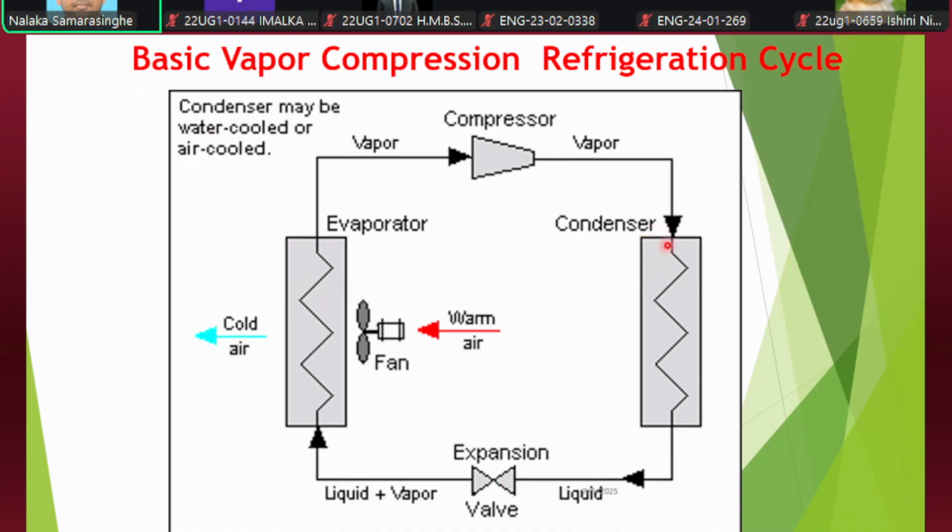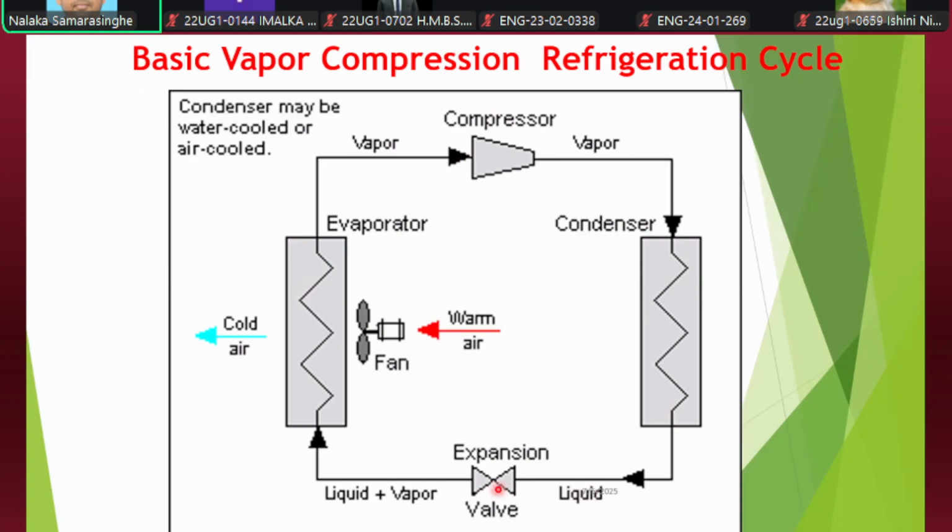This condenser consists of a coil that has been provided with cooling fins all over the tubing. That is to increase the area of heat dissipation. As a result, when you go to the end of the coil, the temperature of the vapor reduces, and the vapor gets condensed. Now it is going into the expansion valve.